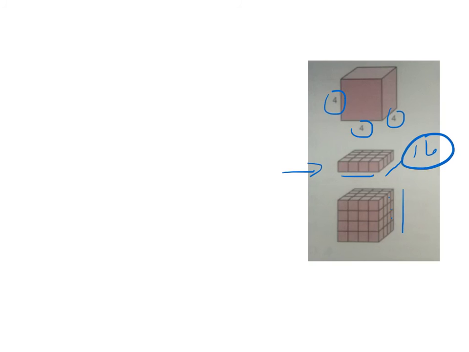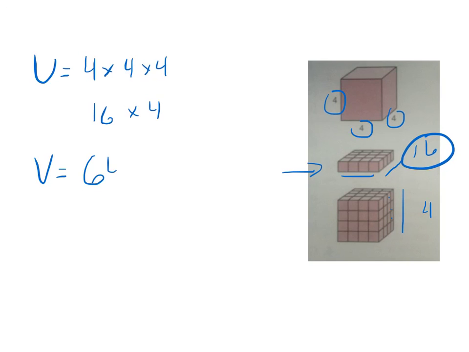So if there's 16 cubes per layer, and there's 4 layers, we can multiply those two to tell us exactly how many there are. So we go back to volume, we can go 4 times 4 times 4. We know that'll be 16 in that one layer, and there's 4 layers high. So 16 times 4, the volume will equal 64.